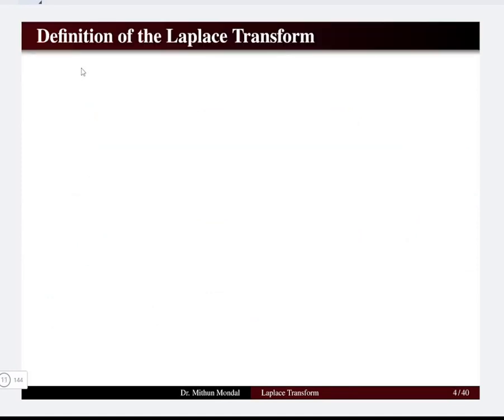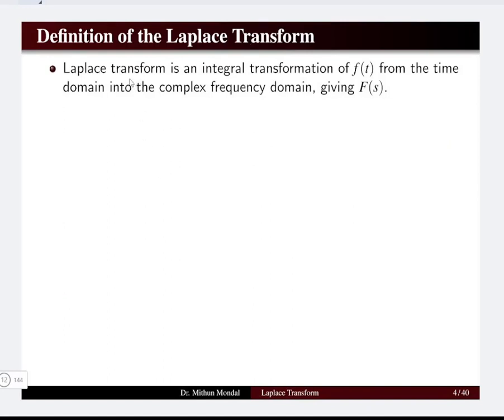Let us define the Laplace transform in mathematical form. So Laplace transform is an integral transformation of f of t. Given a signal f of t, its integral transformation from the time domain into the complex frequency domain, giving f of s. So if we have any signal in the time domain f of t, then that signal can be converted to the frequency domain f of s or the Laplace domain, and this transformation is known as Laplace transformation.